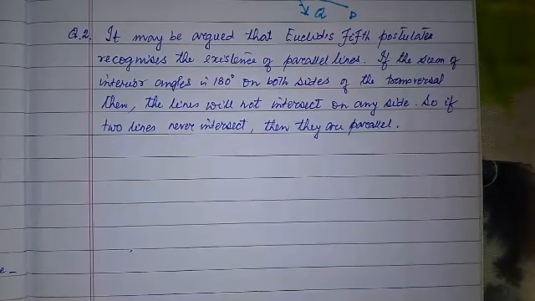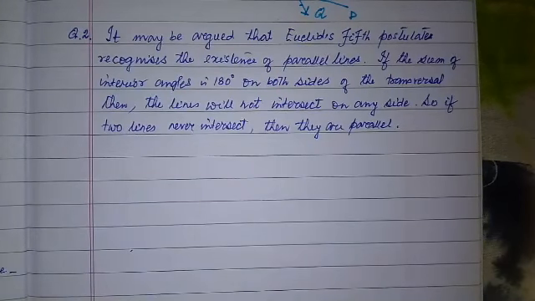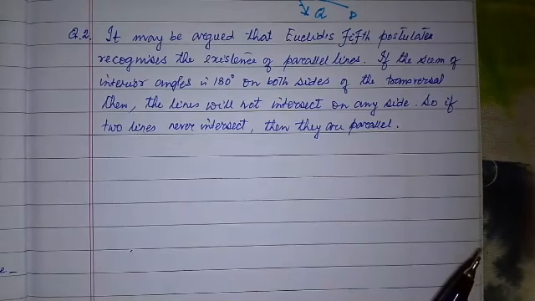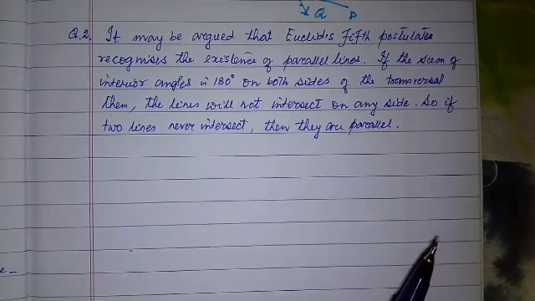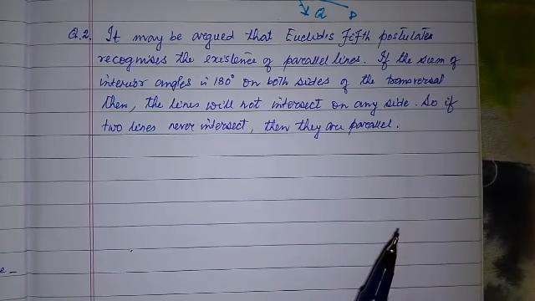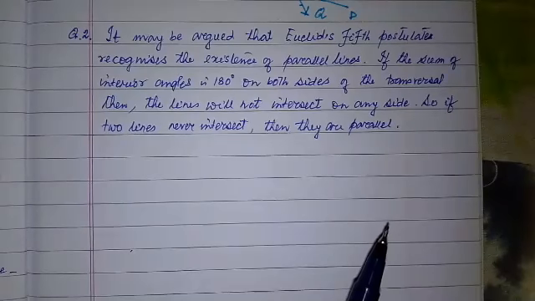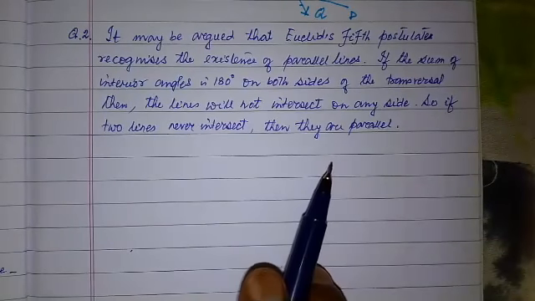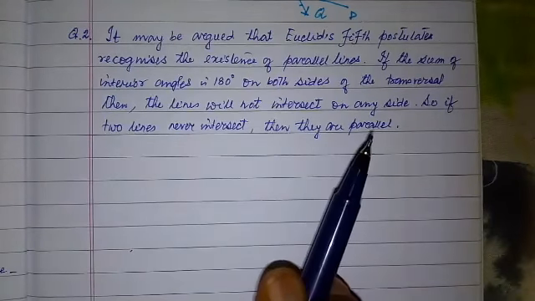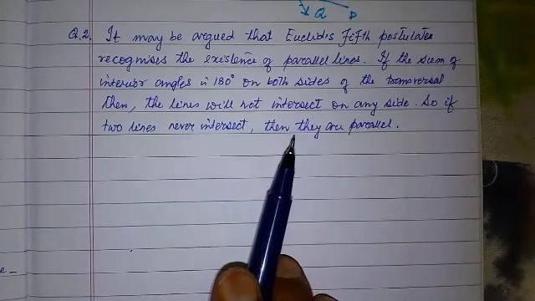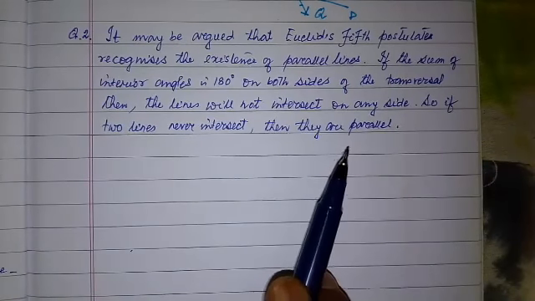Now the second question, does Euclid's fifth postulate imply the existence of parallel lines? Explain. Of course, from Euclid's fifth postulate, we get the idea of parallel and non-parallel lines. It may be argued that Euclid's fifth postulate recognizes the existence of parallel lines.